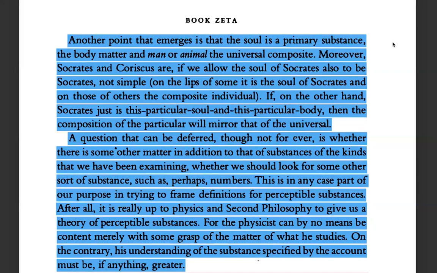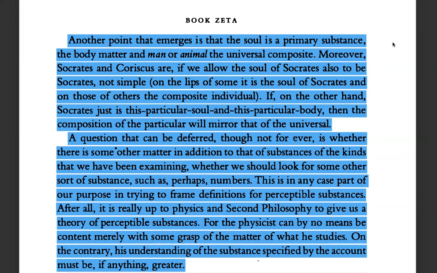Another point that emerges is that the soul is a primary substance. The body, matter, and man or animal, the universal composite. Moreover, Socrates and Coriscus are, if we allow the soul of Socrates also to be Socrates, not simple on the lips of some. It is the soul of Socrates and those of others, the composite individual. If, on the other hand, Socrates just is this particular soul and this particular body, then the composition of the particular will mirror that of the universal.